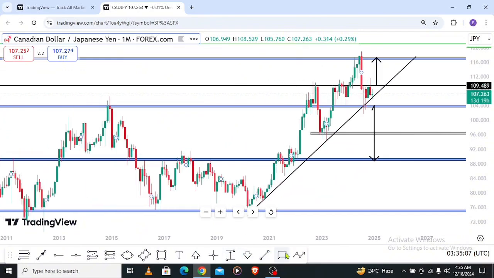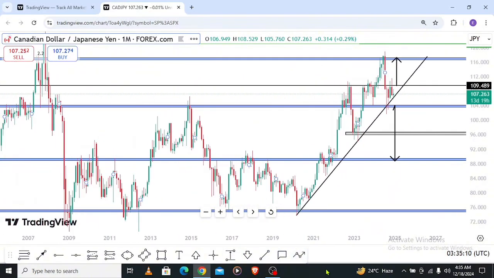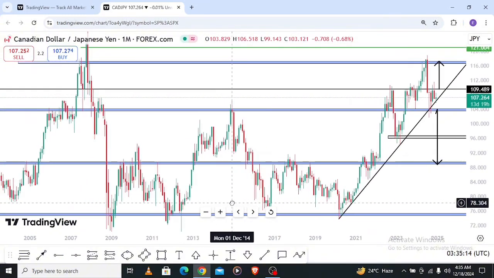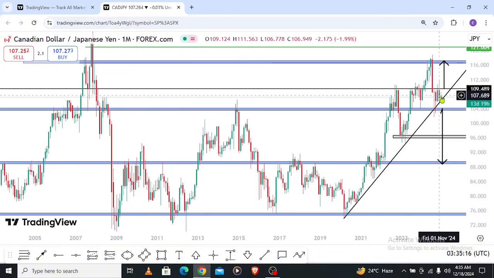So for CAD JPY, the last time I analyzed it on this channel, it wasn't in the last video, but the last time I analyzed it on this channel, we're looking for a buy somewhere around here. So we've been able to make our money to this black bar region, and then it came back to stop us out for break even.